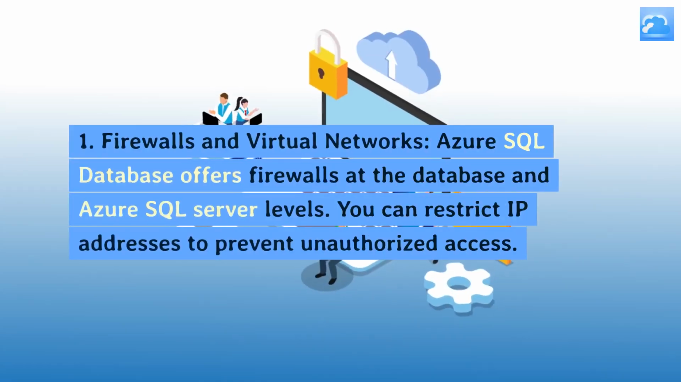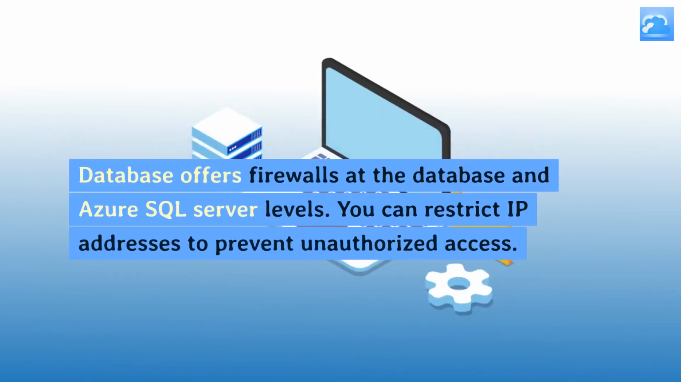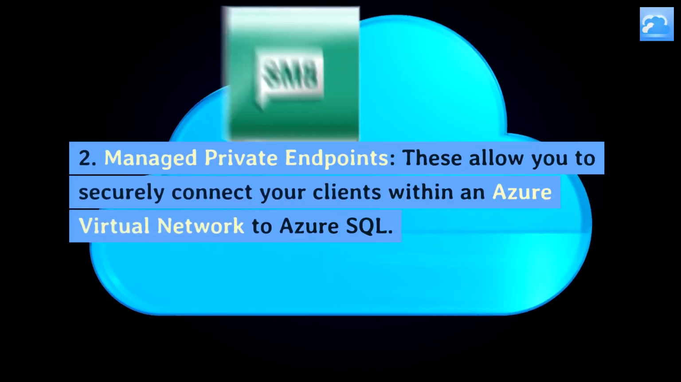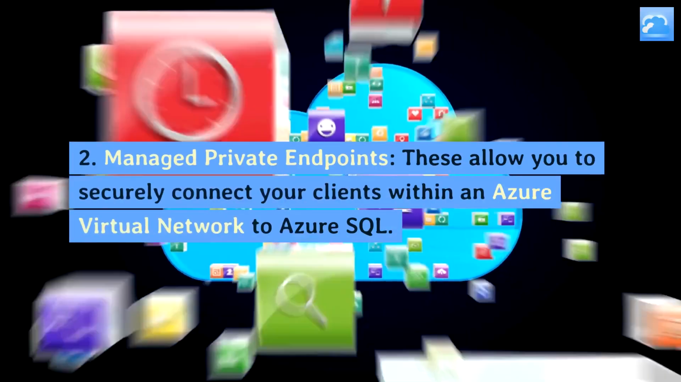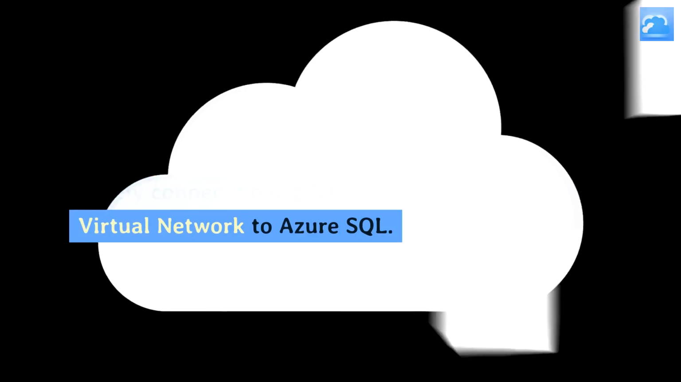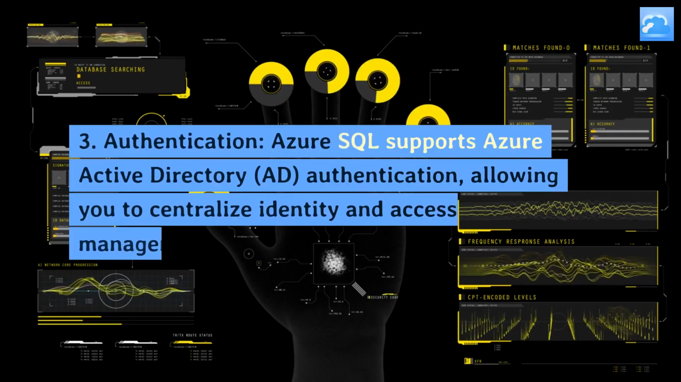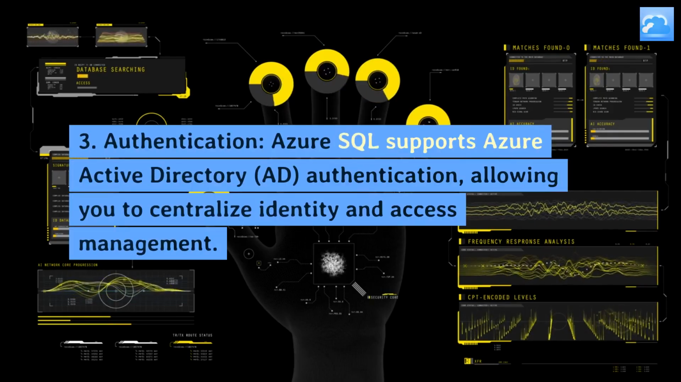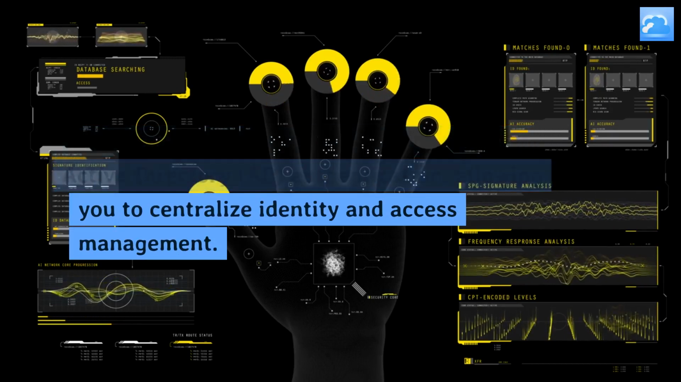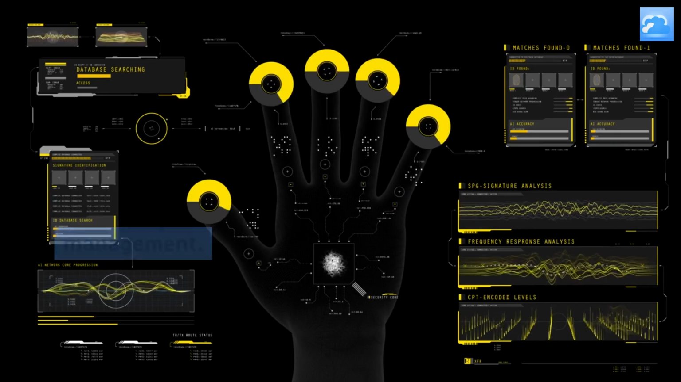1. Firewalls and virtual networks. Azure SQL Database offers firewalls at the database and Azure SQL Server levels. You can restrict IP addresses to prevent unauthorized access. 2. Managed private endpoints. These allow you to securely connect your clients within an Azure virtual network to Azure SQL. 3. Authentication. Azure SQL supports Azure Active Directory (AD) authentication, allowing you to centralize identity and access management.